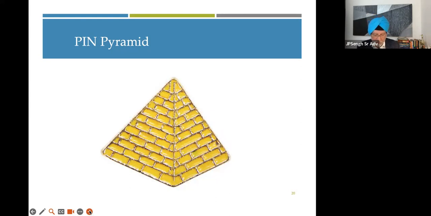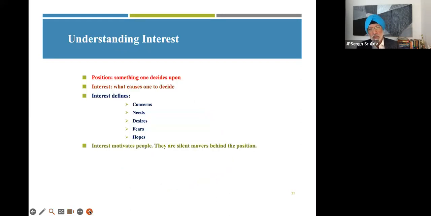Let's see the next slide. So we said positions are something one decides upon. Interests are what causes one to decide. And interest defines our concerns, our needs, our desires, our fears, our hopes. Therefore, when interests are rooted in the core issue, they are called needs. Interests motivate people. They are silent movers behind that position.